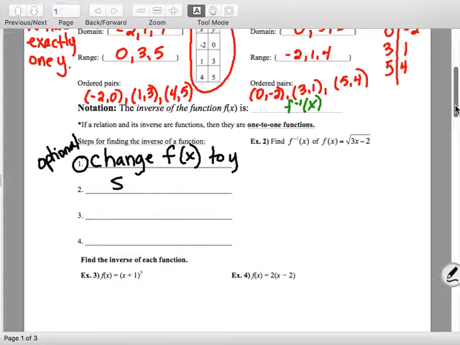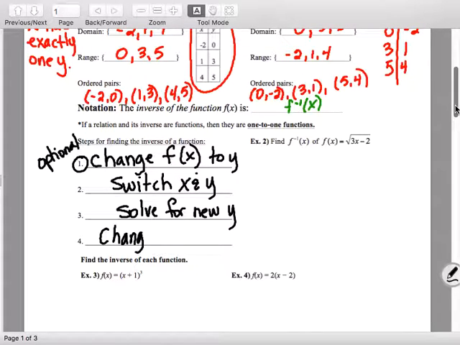Step 2, we switch x and y. Step 3, solve for new y. And step 4, change new y to f inverse of x.